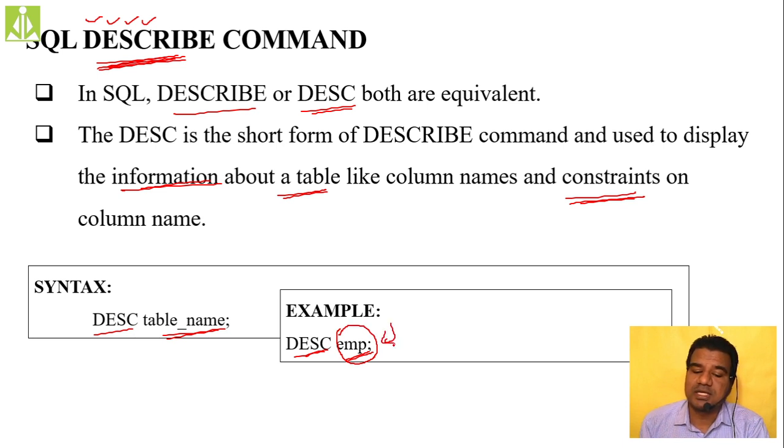It will describe this employee table. Describing means how many fields I have inside my table. Fields are nothing but columns. How many columns I have inside my table, what is the data type of each column, and how much length of information I can store in that particular field. All those things it will list. Quickly we go and demonstrate this describe command in SQL.